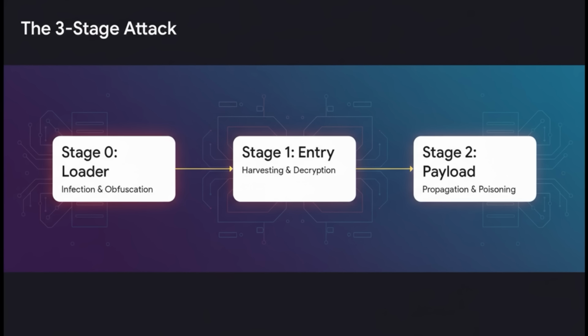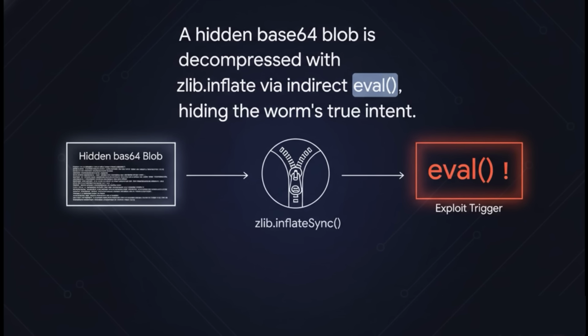Its only job is to get a foot in the door, and it's heavily disguised to avoid being seen. Next, the entry stage wakes up. It grabs all the low-hanging fruit, the easiest secrets to find, and then it decrypts the final, most dangerous part. And then, boom, the full payload is unleashed to spread, steal everything else it can find, and, of course, poison the AI pipeline.